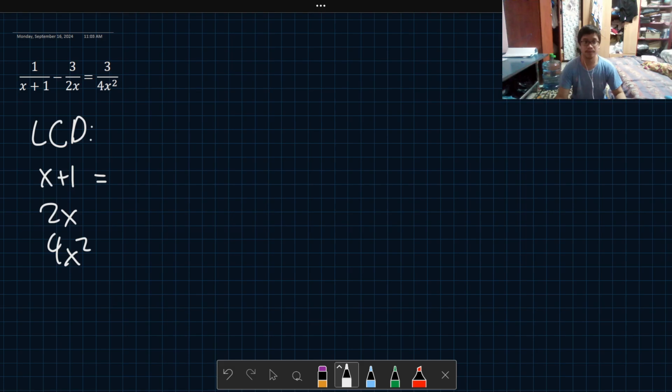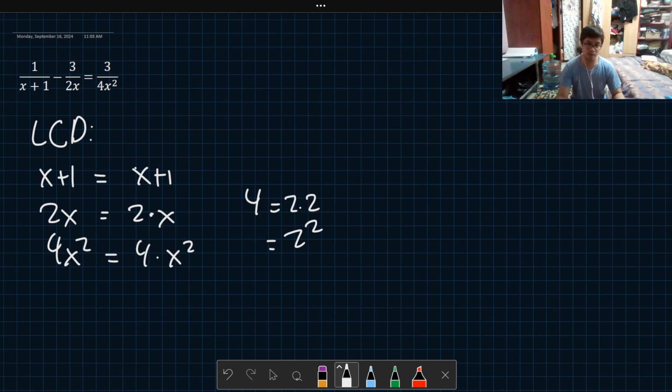You see this x plus 1? It's just x plus 1. You can put parentheses beside it, but it's just x plus 1. 2x is the same as 2 times x. 4x squared is the same as 4 times x squared. Remember that 4 is the same as 2 times 2, or 2 squared. Point being, we can replace 4 with 2 squared, so we will have 2 squared instead.